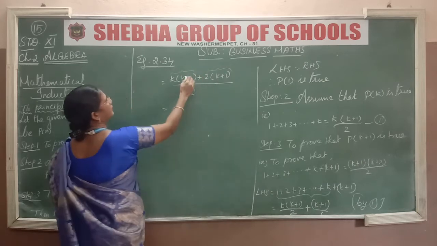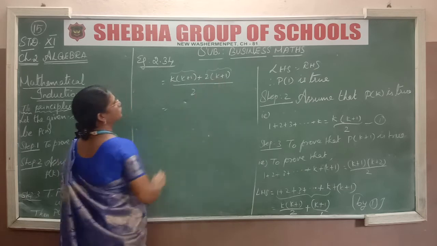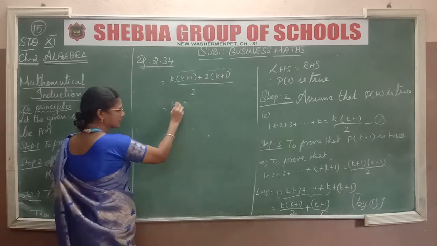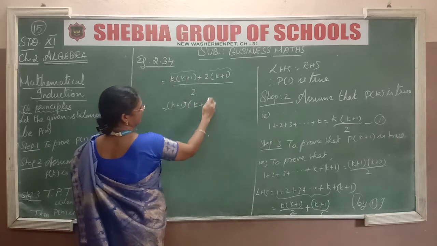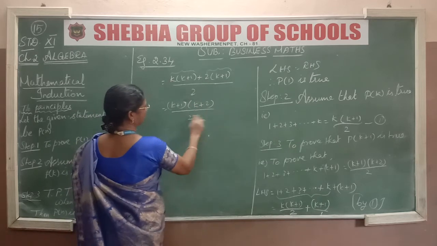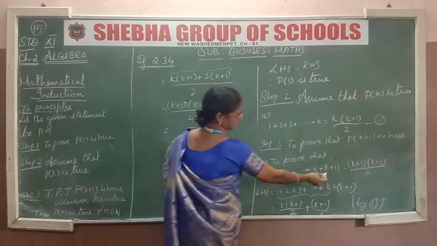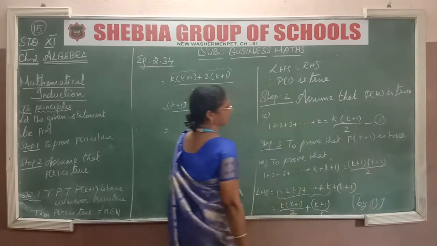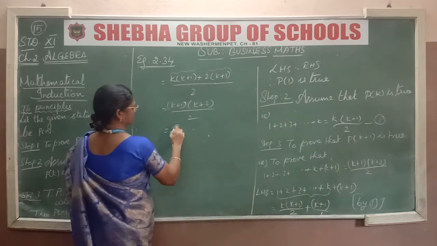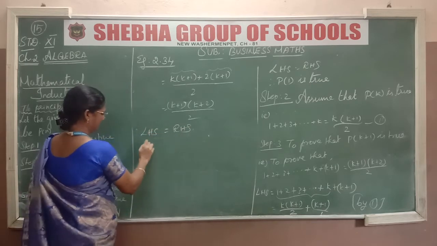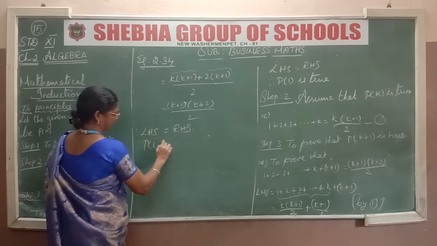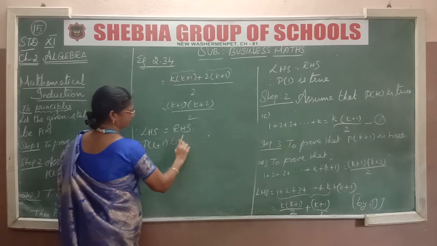Okay, listen, k plus 1 is common to both the terms. So taking outside k plus 1, we get inside is what? K plus the remaining one is 2 divided by 2. This is our RHS, isn't it? K plus 1 into k plus 2 by 2. This is our RHS. So LHS is equal to RHS. Therefore, we proved P of k plus 1 is true.